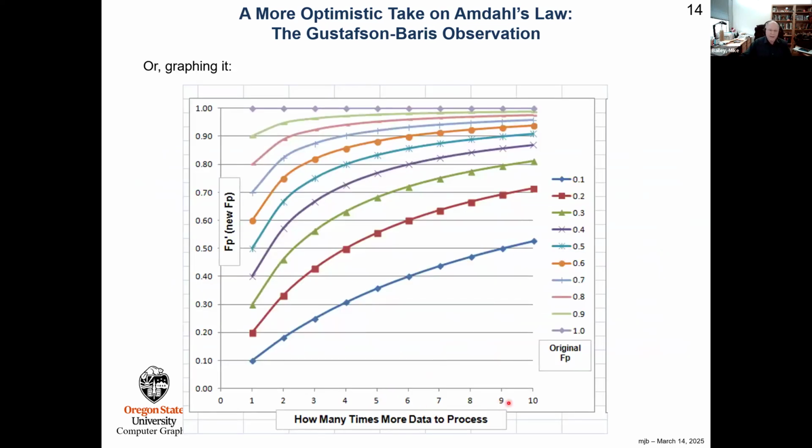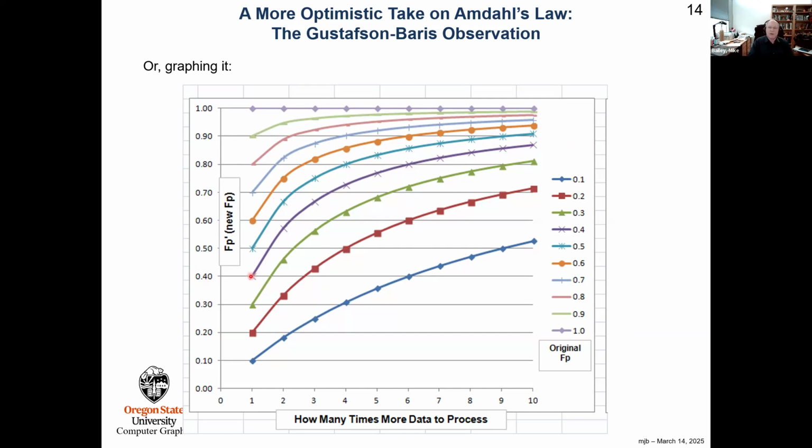Now, we can play all the graphing games. 10 times as much data, and we're at a parallel fraction of 0.4, that parallel fraction comes up to here. And notice these curves start to level out as well, which makes sense, okay? If I have 100 times more data, there's going to be a limit to what I can accomplish if I started out with a parallel fraction of 0.4.